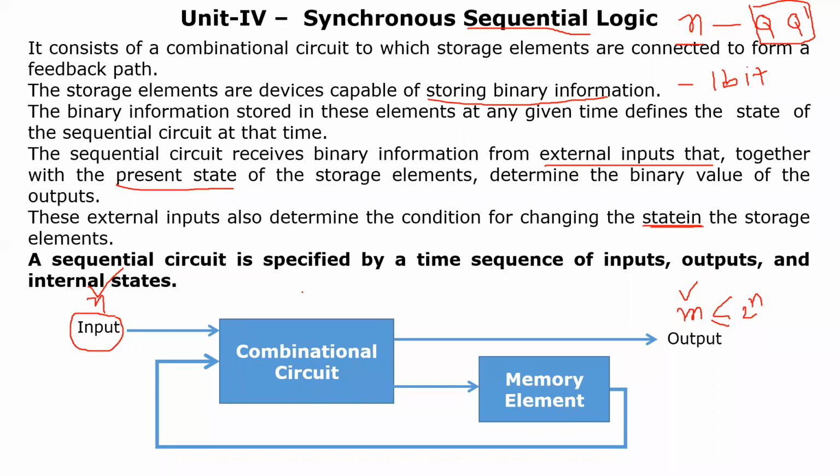And here, finally, a sequential circuit is specified by a time sequence of inputs, outputs, and internal states also. Internal states, in the sense, are the external outputs which have been generated just before. They are called internal states.